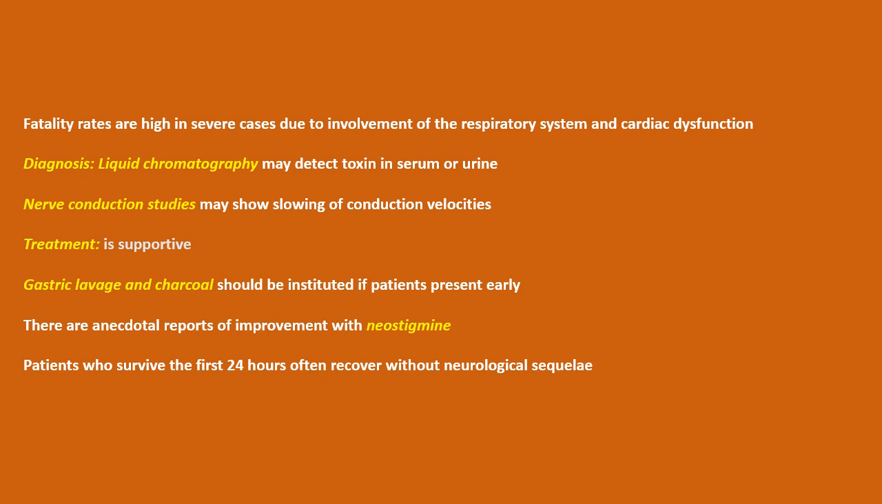Diagnosis: liquid chromatography may detect toxin in the serum or urine. Nerve conduction studies may be abnormal. Treatment is supportive. Gastric lavage and charcoal should be instituted if patients present early. There are anecdotal reports of improvement with neostigmine. Patients who survive the first 24 hours often recover without neurological sequelae.